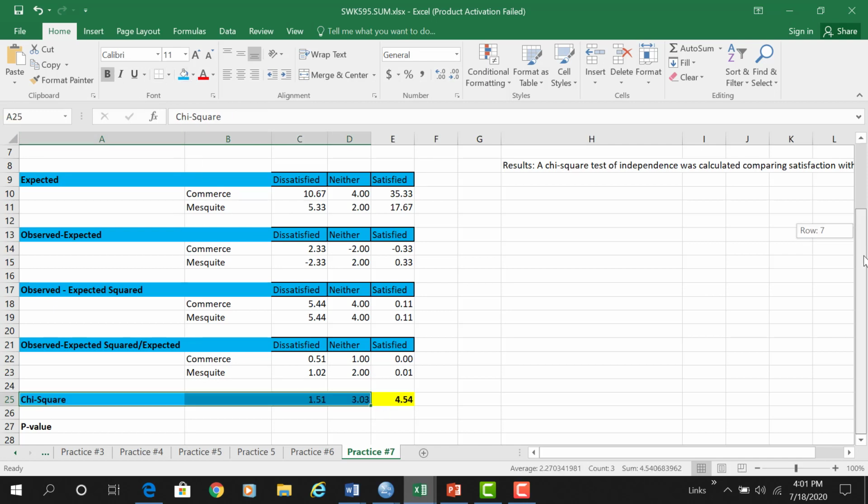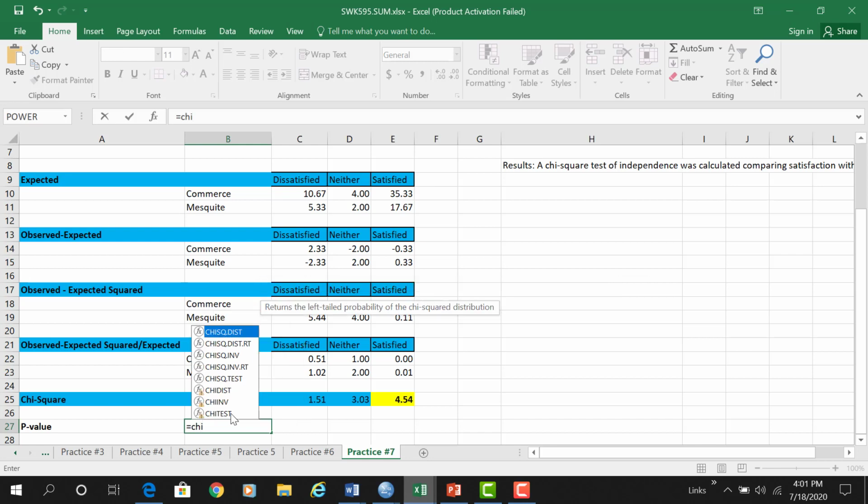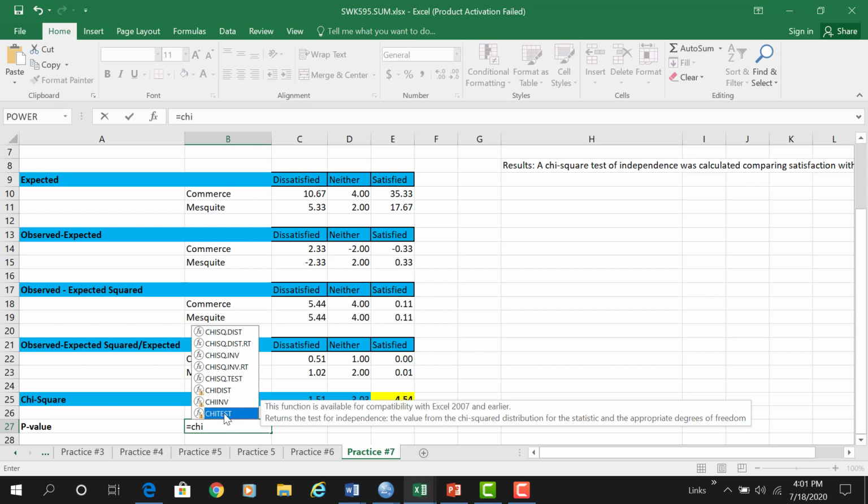Okay, so we have one more step, and that's calculating our p-value. To calculate our p-value, we can either use formulas or the Analysis ToolPak. I'm just going to do the formula. So we're going to need equals CHISQ.TEST. Make sure you pay attention because there's the chi-square distribution, the chi-square test. We're going to do the chi-test.